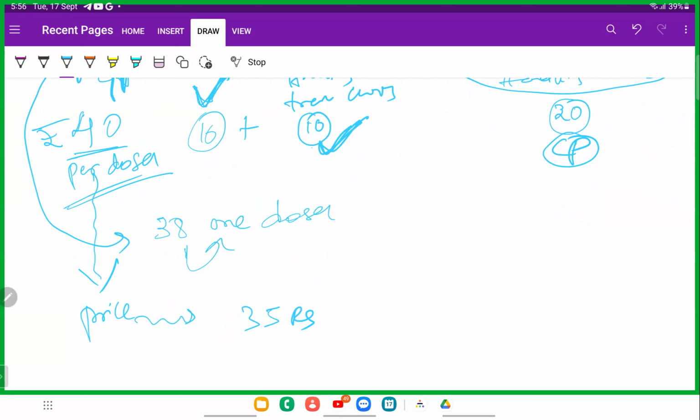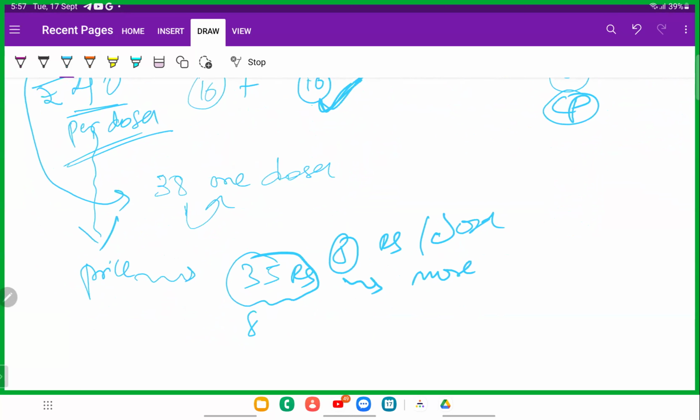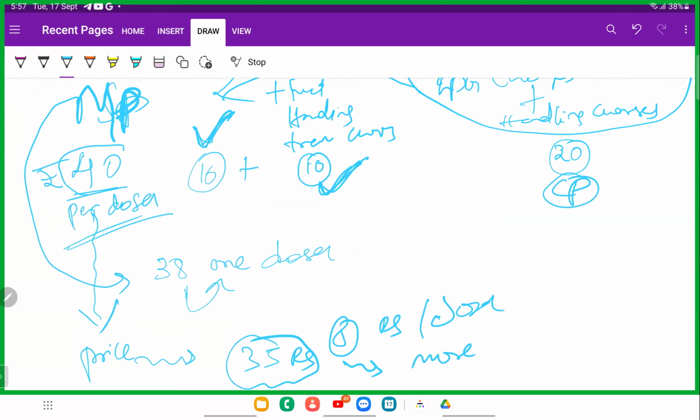Now obviously, you will be gaining 5 rupees as profit for each dosa, and also more dosas will be sold compared to the neighboring hotel. So this 35 rupees is the selling price. This 40 rupees is the market price. And this 20 rupees is the cost price. So I hope every one of you got to know what exactly cost price, market price and selling price are.